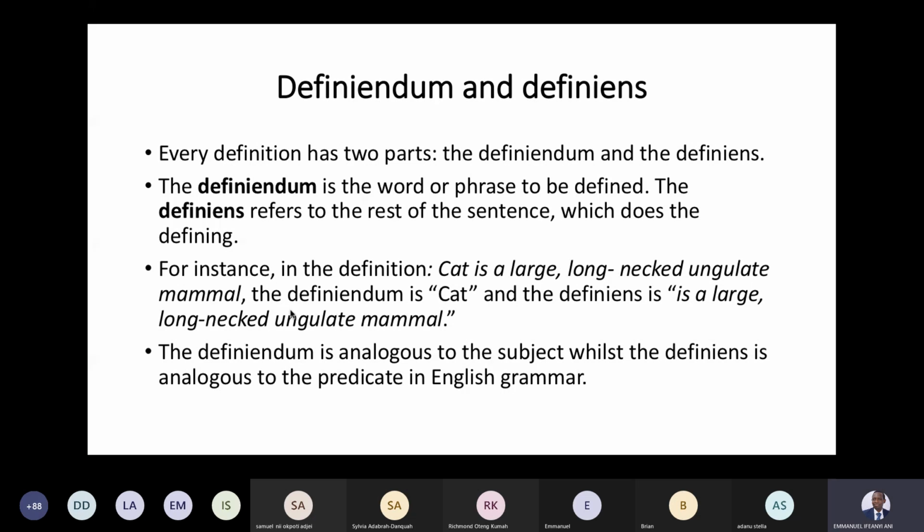The definiens defines the definiendum. The definiens provides the meaning. The definiens provides information about the meaning of the definiendum. A man is a male animal. Man is the definiendum. Is a male animal is the definiens.